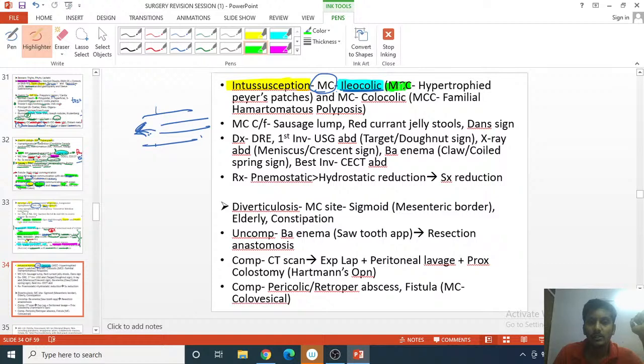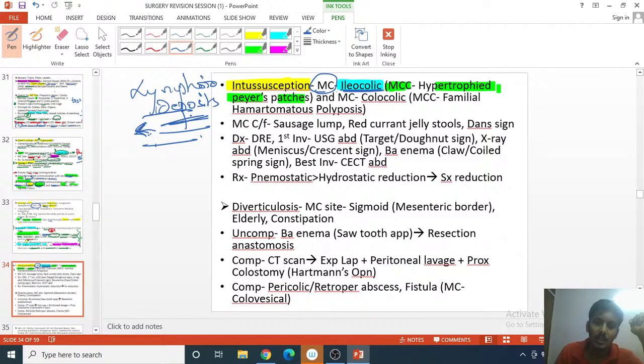Then what is the most common cause of intussusception? It is your hypertrophic Peyer's patches. What are Peyer's patches? These are nothing but lymphoid deposits. Lymphoid deposits in the ileum are known as Peyer's patches. When they hypertrophy, the ileum will invaginate into the adjacent cecum or colon, and this is known as intussusception. Please remember.